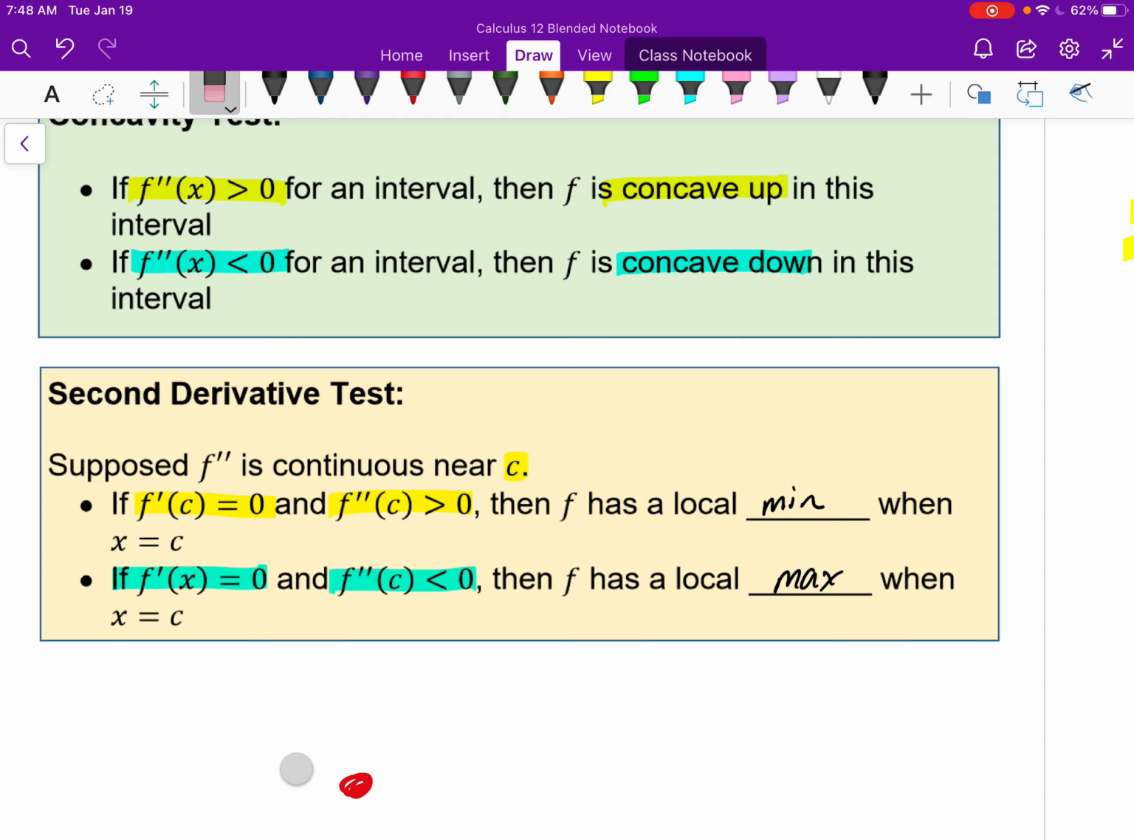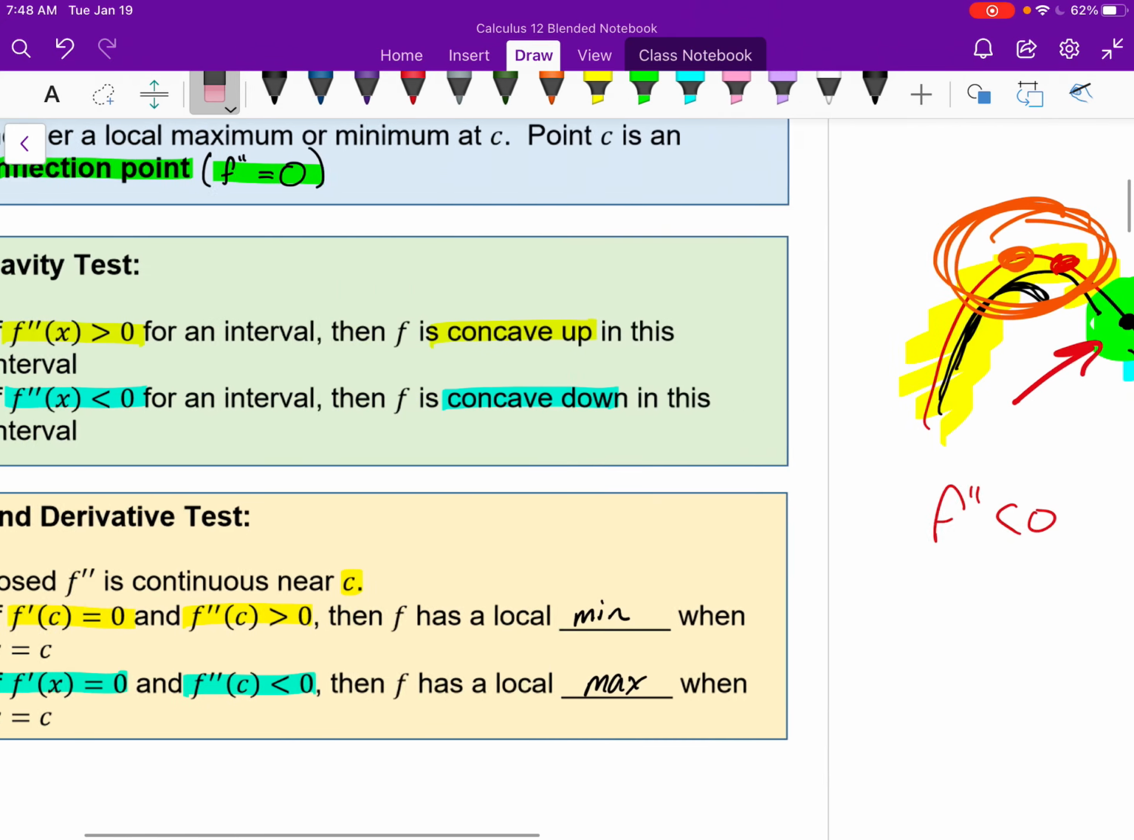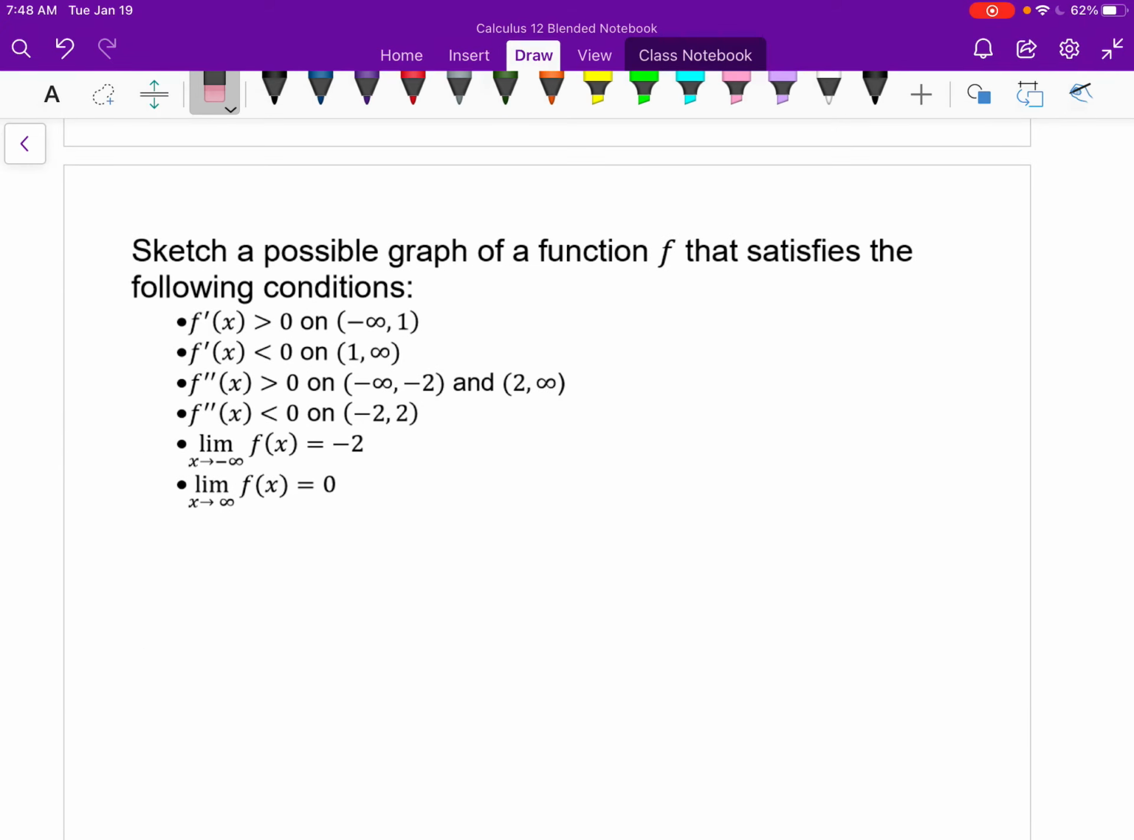Okay, a lot of ideas front-loaded here. Let me erase my little mess over here. Let's continue with the ideas we saw yesterday, which is piecing together various information about functions, now strictly in terms of derivatives and limits, and see if we can visualize what this function looks like.